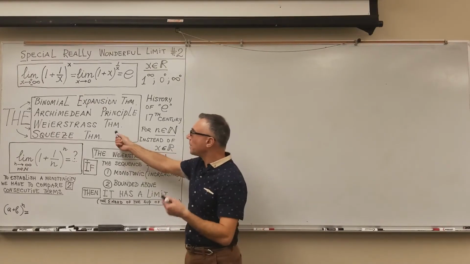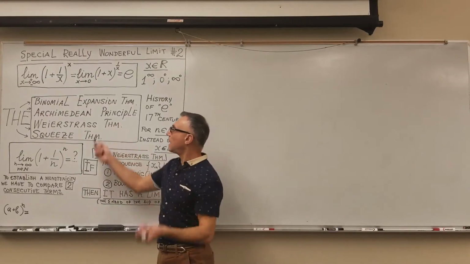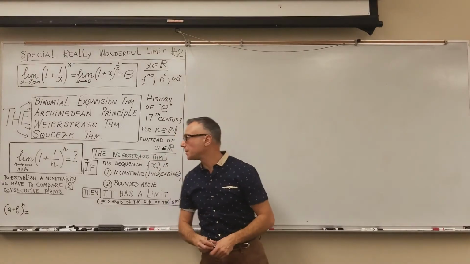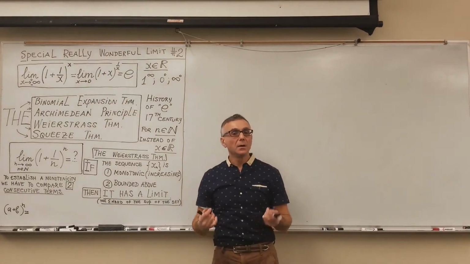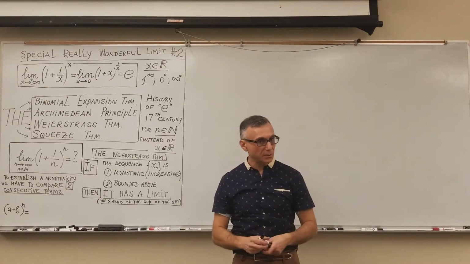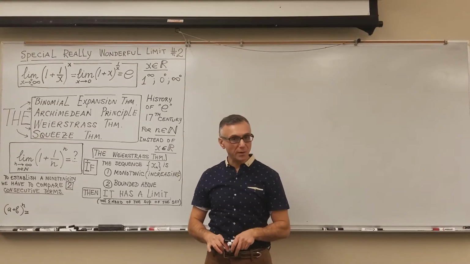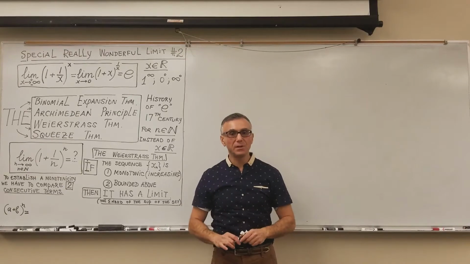I will use 4 major theorems: the binomial expansion theorem, the Archimedean principle, obviously ancient Greece, the Weierstrass theorem, and the squeeze theorem. First of all, how did this number e emerge into our life? That is the 17th century, the Industrial Revolution, when Jacob Bernoulli researched the compounded interest rate.